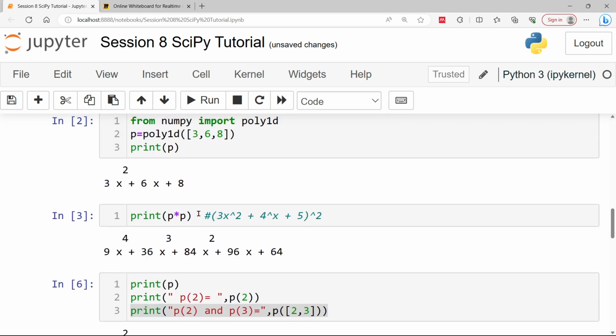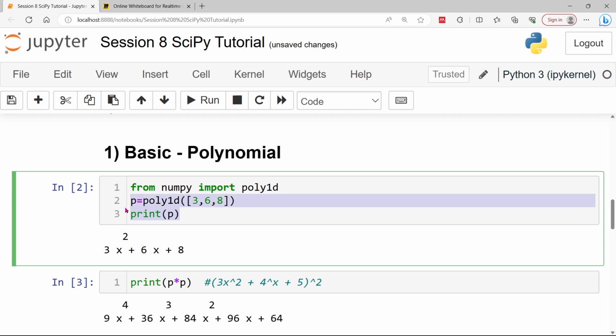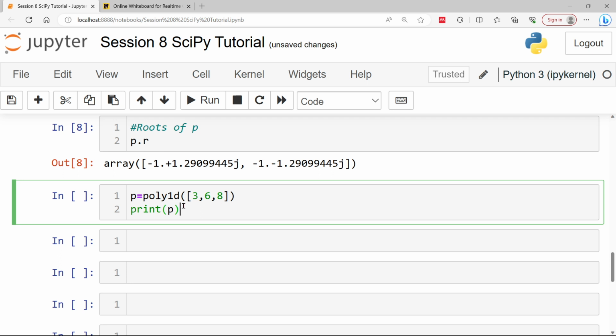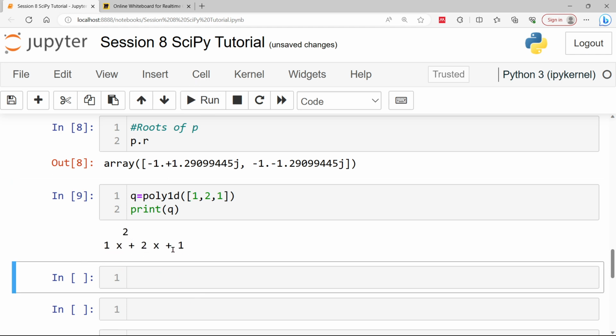Now I'm going to initialize one equation which is equivalent to q, or here we have the q value, right? What's your first coefficient here? The first coefficient is 1, right? What's the second coefficient? 2. The third coefficient is 1, right? So here you can see x square plus 2x plus 1. Now I want to find the root of this equation. So simply I'll write q dot r.